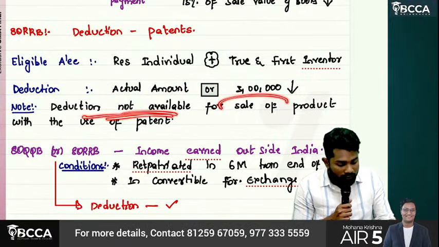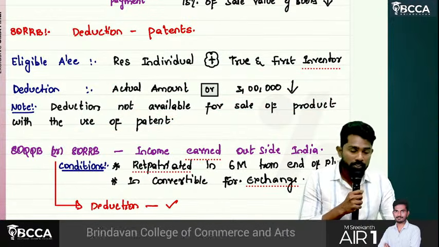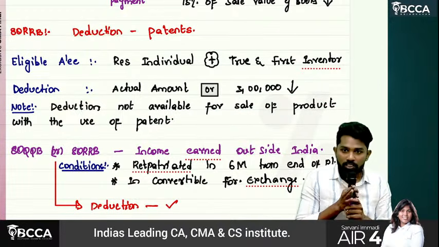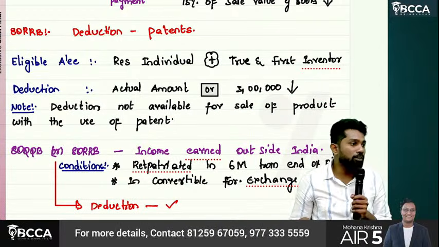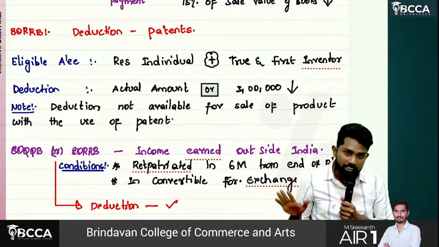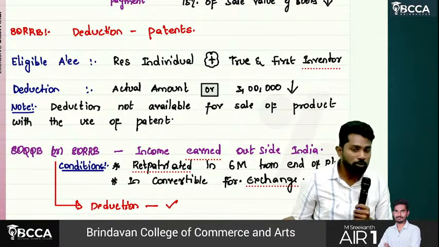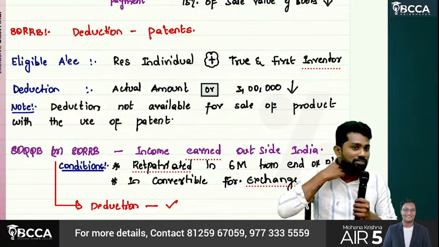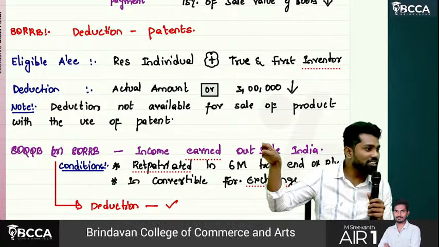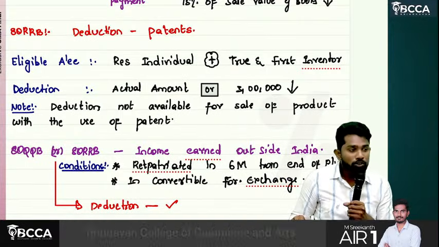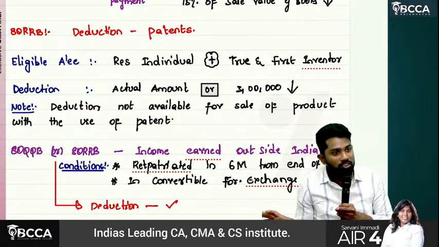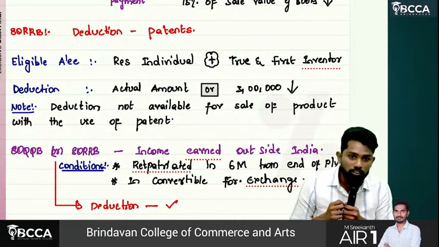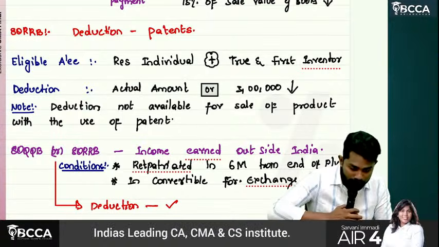Deduction is not available for sale of a product made with the use of the patent. Sir, if by using that patent you manufacture and sell the goods, then deduction is not available. Deduction is available when you are giving away your patent. You should be someone like Vaseekaran in Robot, the true and first inventor of that robot. Let's say he has given that patent for mass production of robots. Then whatever money he gets is eligible for deduction, actual amount or 3 lakhs, whichever is lower.